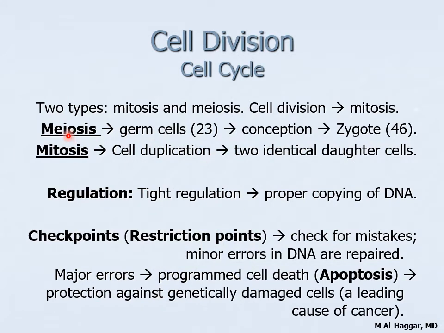The first type of cell division, occurring in the gonads, is called meiotic division, and this is either spermatogenesis in the male or oogenesis in the female. However, mitotic division occurs all over the body, and this is responsible for the growth of the organism. Cell division is under tight regulation to repair any abnormality or aberration in DNA replication, to correct any mistakes, and this usually occurs through checkpoints or restriction points. At these checkpoints, if the damage is minor, it can be repaired. However, if it is major, the cell will undergo programmed cell death, which is called apoptosis.